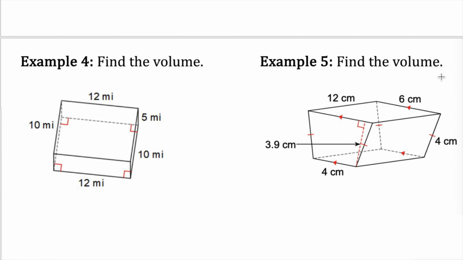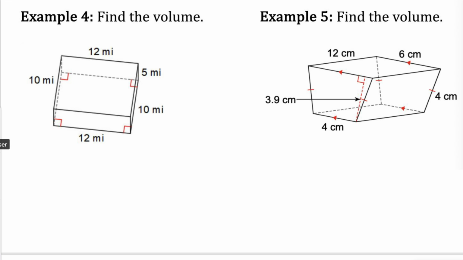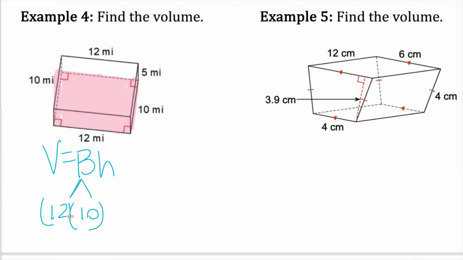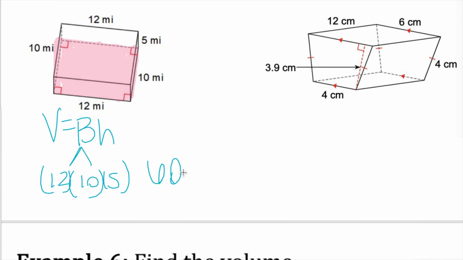Okay. We're going to repeat the same shape for example 1, except now we're just going to find volume. So again, thinking about the area of your base first, and then times the height. My base here is this shape that's getting highlighted, which is a rectangle. So volume is the area of the base, which can be found by doing 12 times 10, and then my height is 5. This one's going to be pretty straightforward. I'm going to get 600 cubic miles.